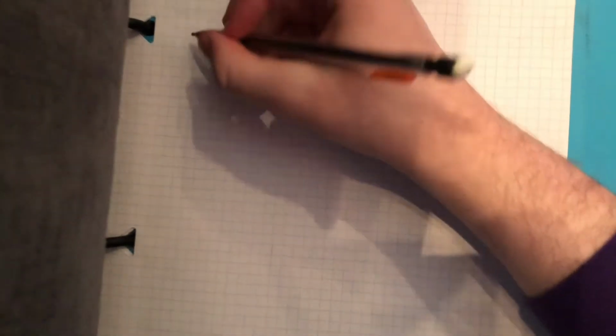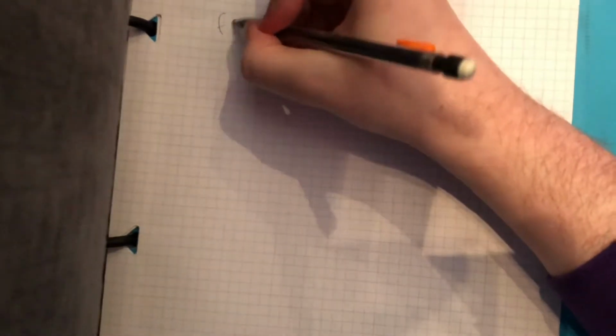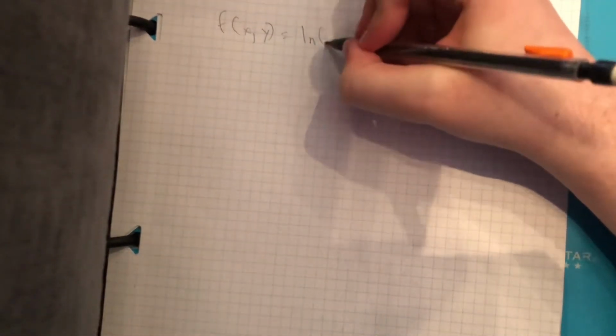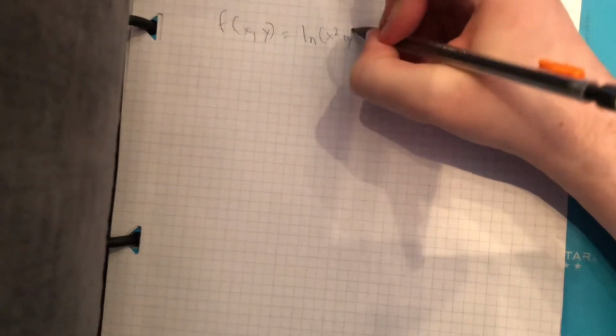For this one, we're going to be going over exercise number 38 from section 13.3 of our textbook. And the problem is as follows. Given a function f of x comma y equals the natural log of x squared plus y squared.